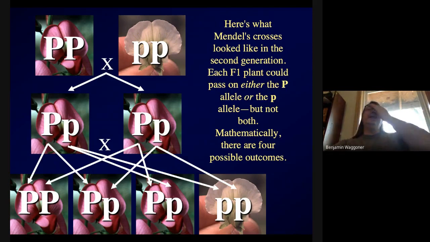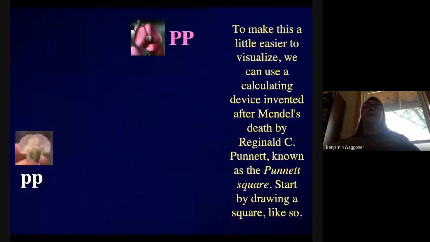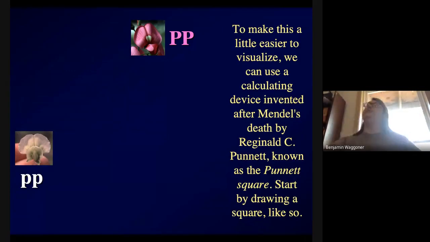To make this a little bit easier to visualize, we can use this calculating device that was invented after Mendel had died by a geneticist known as Reginald C. Punnett. He was British. He was at, now I can't remember if it was Oxford or Cambridge, but he was at one of the most prestigious British universities. He played cricket with G.H. Hardy, one of the greatest mathematicians of all time, and developed this little way of writing things down called a Punnett square. And it starts like this.